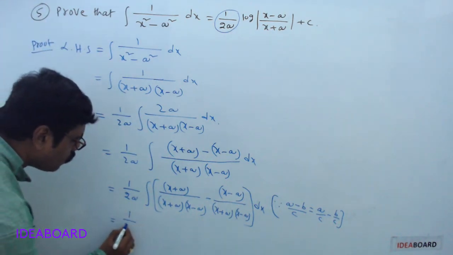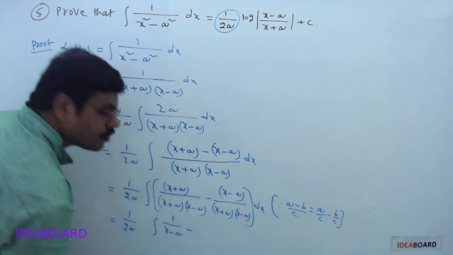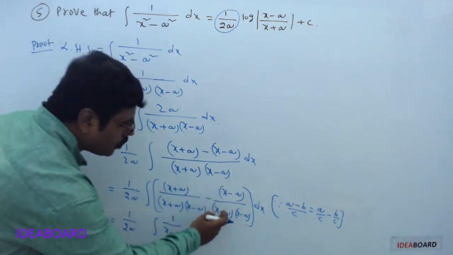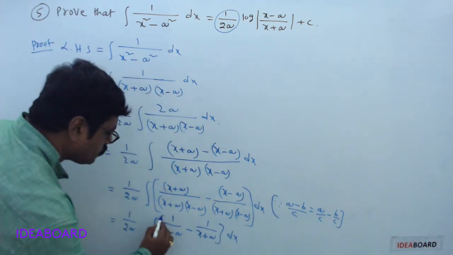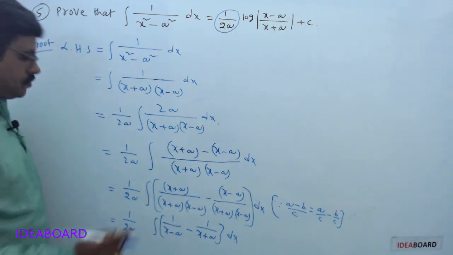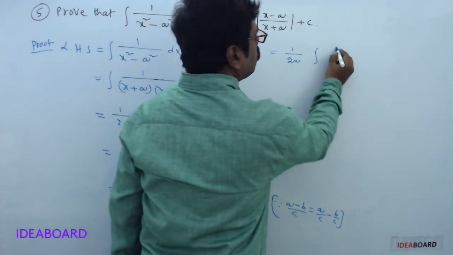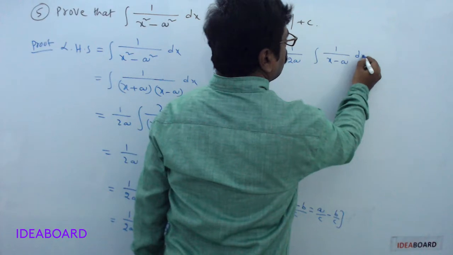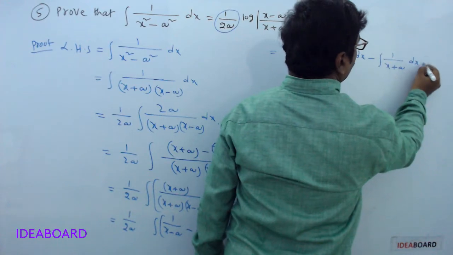Now this equals 1 divided by 2a into integral 1 divided by x minus a, minus, here the factor x minus a is cancelled. What about the remaining? 1 divided by x plus a dx. Now separate these two terms with integration. Now this equals 1 divided by 2a into integral 1 divided by x minus a dx minus integral 1 divided by x plus a dx.